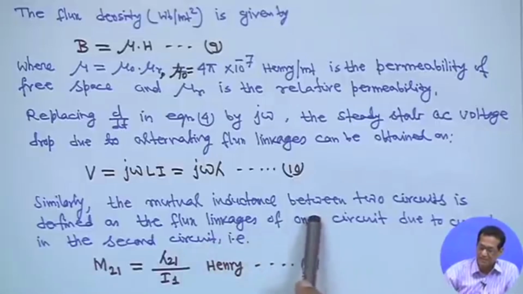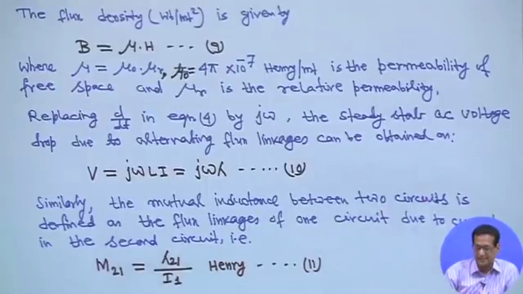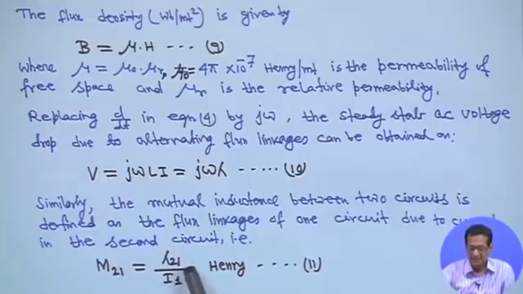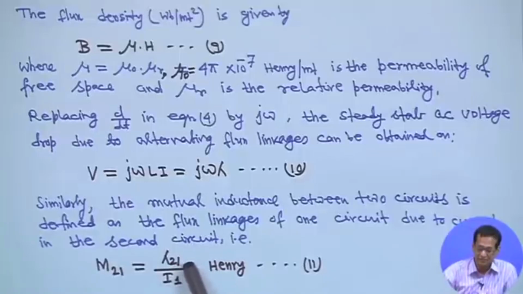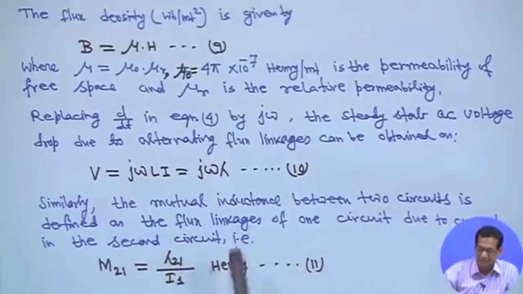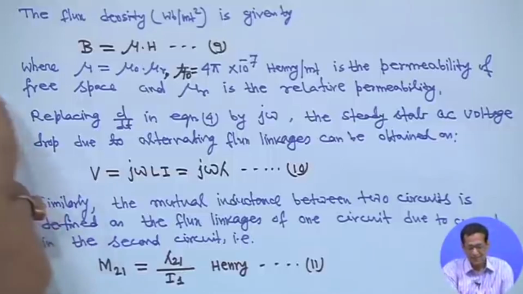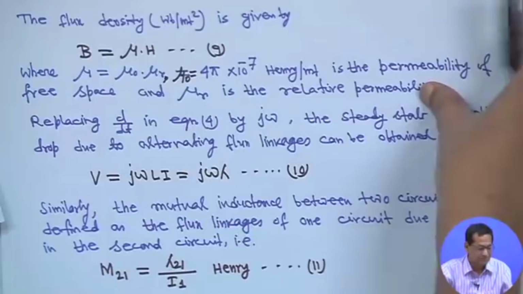So, the mutual inductance between two circuits is defined through the flux linkage of one circuit due to current in the second circuit. That is, lambda 21 upon I1, the flux linkage of circuit 2 due to the current I1 in the first circuit. Now, because of this mutual inductance, what will be the voltage drop?